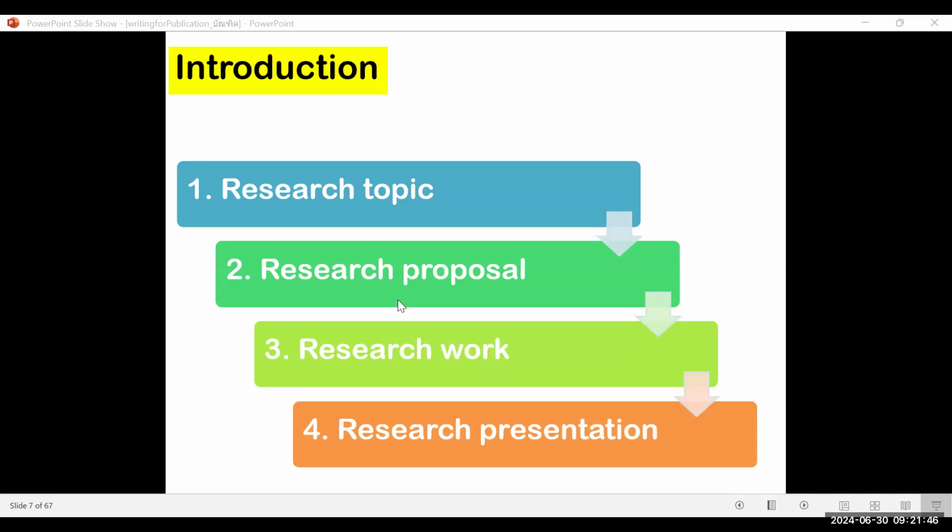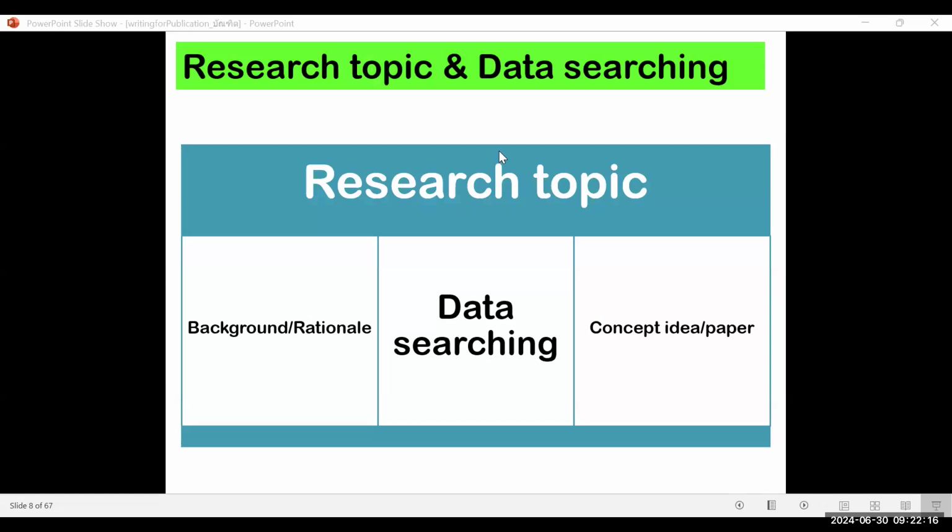Before we start to craft or draft our research proposal, what about your research topic? So from now on, I'm going to go from number 1 up until number 4: without a research topic you cannot craft a research proposal, and it will not properly guide you to do your research work. Without good research work, we cannot present our research results, right? Okay, let's see here. In terms of your research topic, how could you craft it?